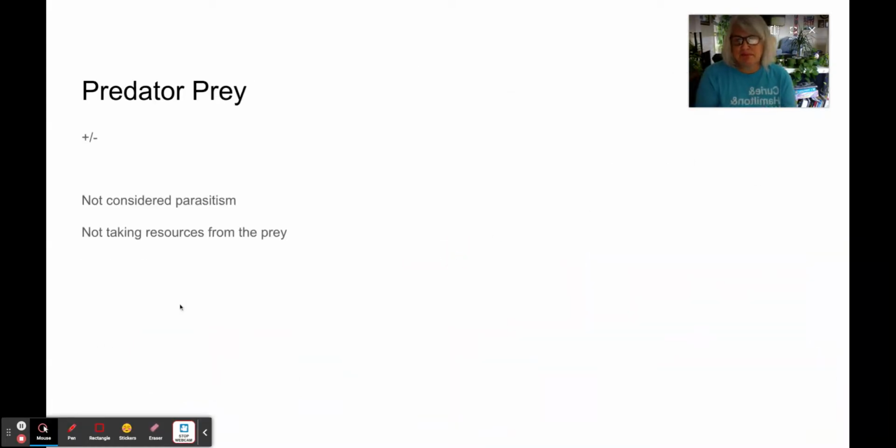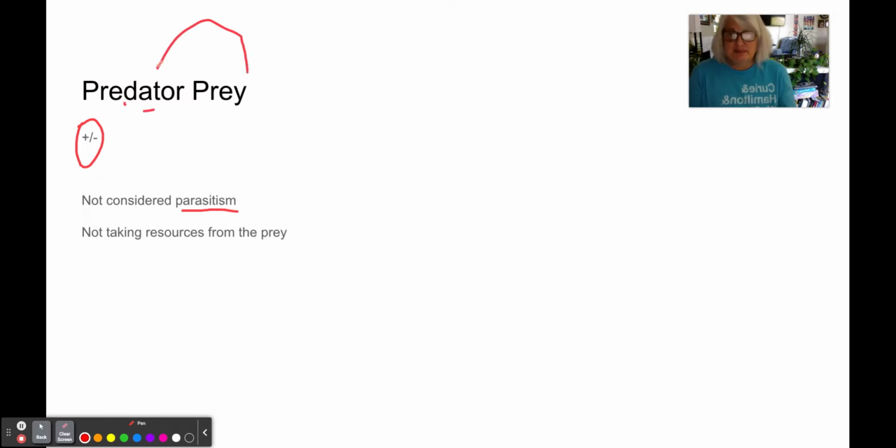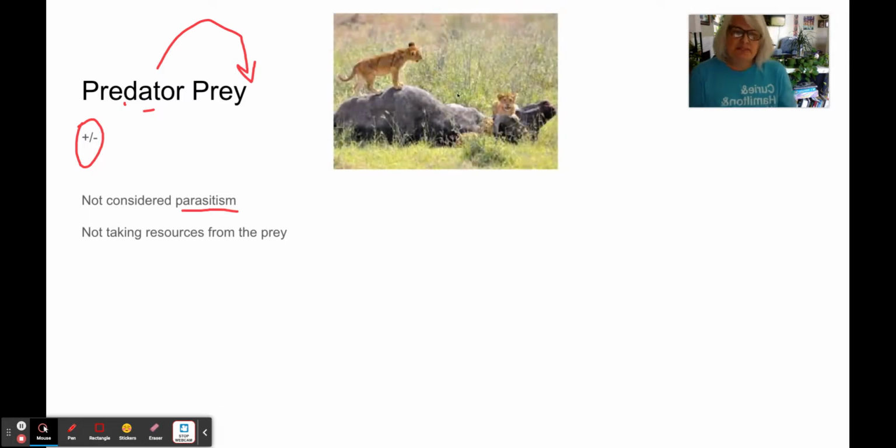All right, next is predator-prey relationship. We all know this. Even though it's similar, if you notice the plus minus, like parasitism, it is not considered parasitism. When you think of parasitism, I want you to understand that one of those organisms is taking the resources that the other organism needs. That's different from predator-prey, where the predator is actually taking the prey, not the resources. So it's a little bit different. So it's still plus minus. In this case, plus for these adorable little cubs, minus for this water buffalo for sure.